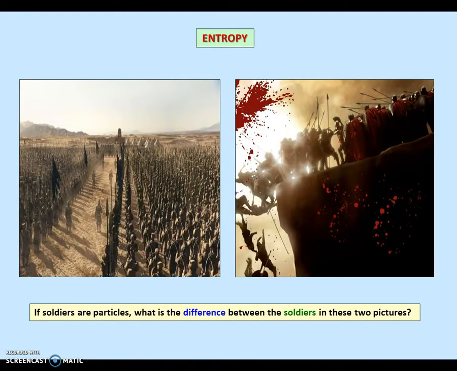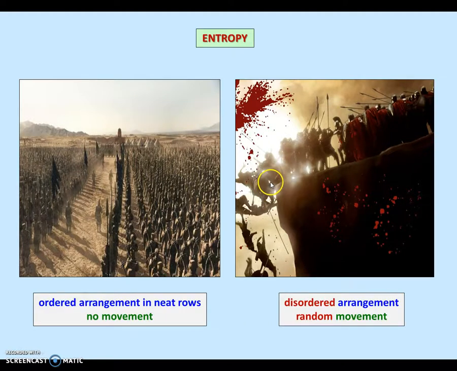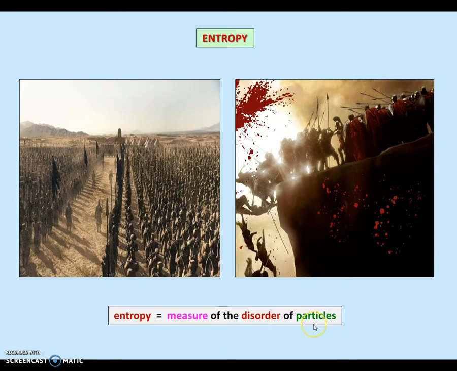Okay, so we've got these two pictures here. We've got the soldiers placed on the left hand side in neat little rows, whereas these soldiers are in a disordered fashion, falling off the side of a cliff. So on the left hand side we've got neat rows, no movement of the soldiers, whereas on the right hand side we've got random movements and disordered arrangements, and these are very important new terms, disordered and random. Entropy is the measure of disorder of particles.